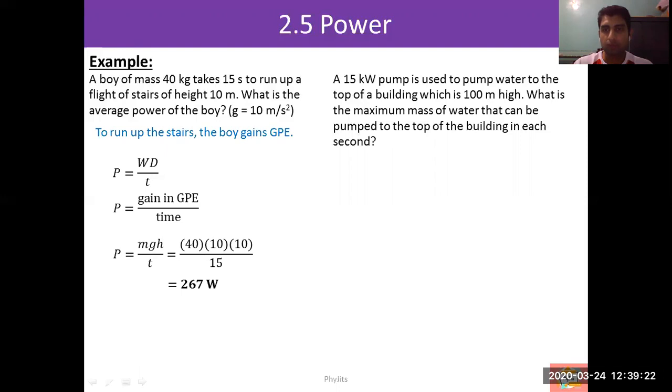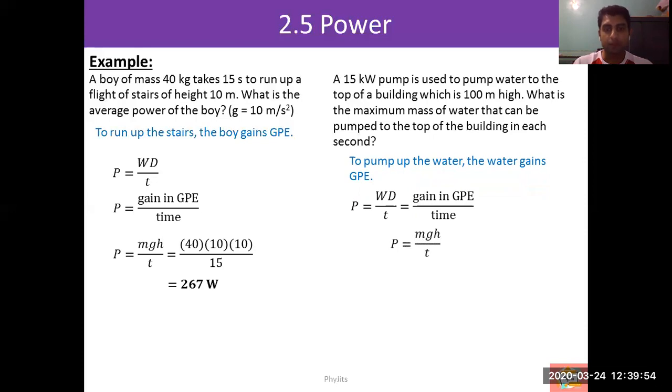A 15 kilowatt pump, okay, to pump water up to a building of 100 meter in height. So what is the maximum mass of the water that can be pumped? So here the question is asking about the mass, but still they are giving you hints of power and height. So again, when the water is pumped up a building, it gains in gravitational potential energy. So according to our formula, power is gain in gravitational potential energy divided by time. All right, substituting into the formula the values that you have, right?